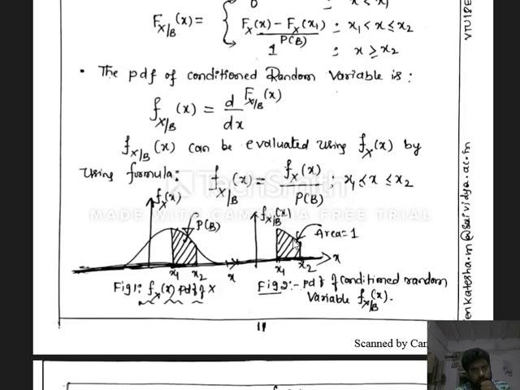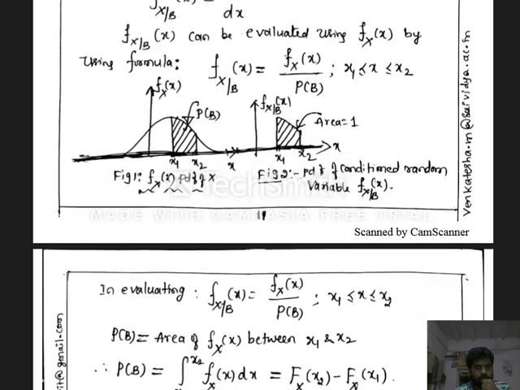Now whatever formulas we have for single random variable x, the same formulas and properties hold good for the conditional random variable also. So if you find the total area of the conditional random variable x bar b under the entire range of the conditional event b, that means the integral from x1 to x2 of f x bar b with respect to x, it is always equal to 1.